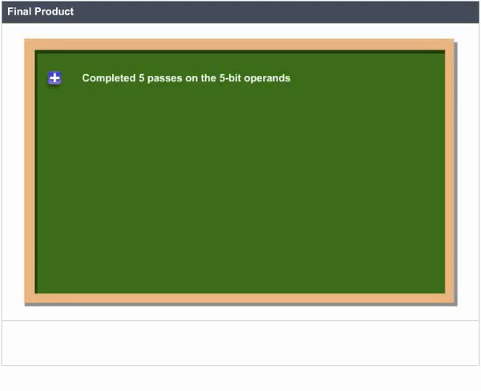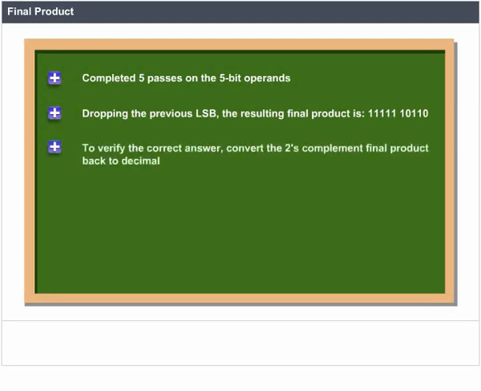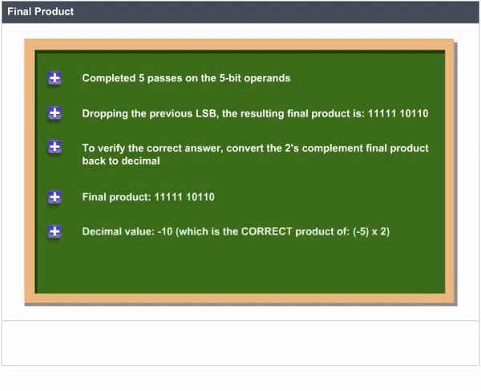Completed 5 passes on the 5-bit operands. Dropping the previous LSB, the resulting final product is 11111 10110. To verify the correct answer, convert the 2's complement final product back to decimal. Final product 11111 10110, decimal value -10, which is the correct product of -5 times 2.